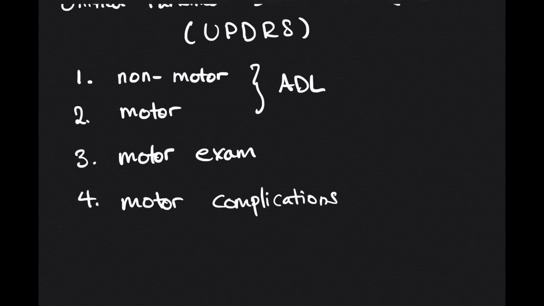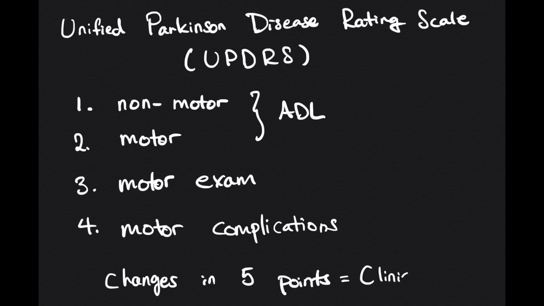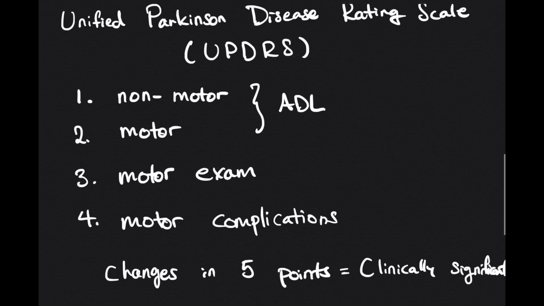The MCID, or minimally clinically important difference, is changes of 5 points. Knowing these stages and relative disabilities, we can make our goals of therapy specific to each stage. On the next video, I will go over some of the treatment options that you may consider as physical therapists if you're working with individuals living with Parkinson's disease.